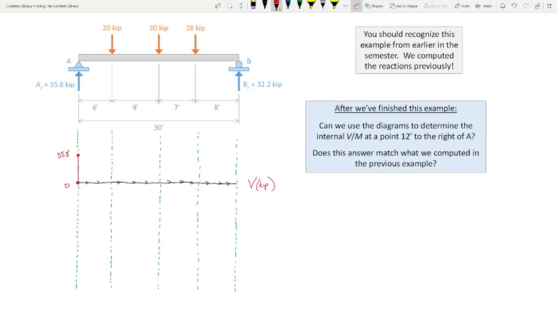So I'm at the very beginning of the beam, and the beam tells me to go up 35.8, and then I start going from left to right. So I'm at 35.8. What is the beam telling me to do from here to here? And the answer is nothing. There's nothing on the beam from here to here. So if there's nothing, I just keep on walking.